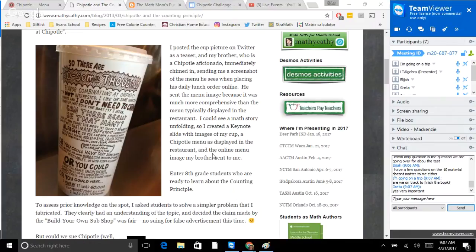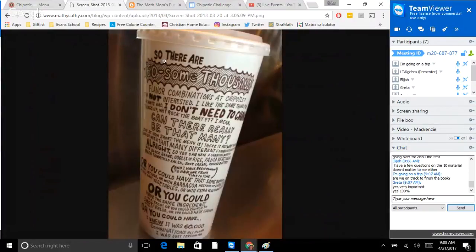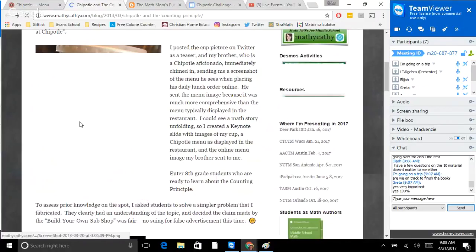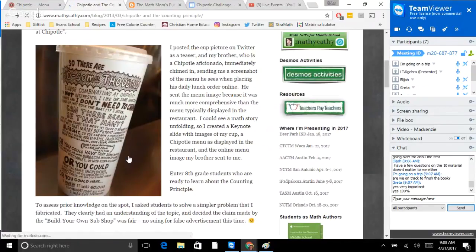Okay, so there is a cup at Chipotle, and this is from a little bit ago. And the back of the cup says this: there are 60-some thousand flavor combinations at Chipotle. All right, so this is their claim that they have over 60-some thousand different flavors at Chipotle. So if we could prove this wrong, oh, and it says it down here, I knew it was 60,000 combinations, right? If we could prove this wrong, maybe we could all get free Chipotle for a year or something like that. That would be pretty cool, right?